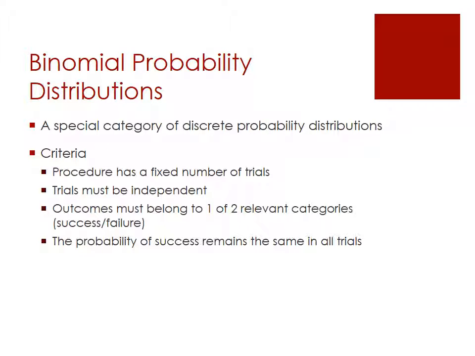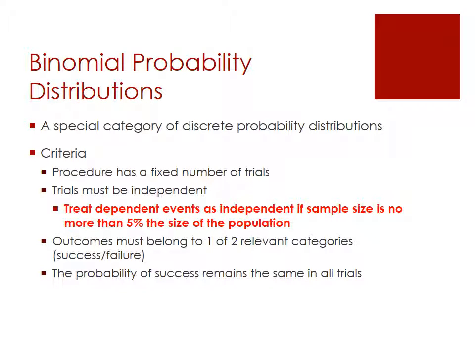In this section, we're going to be looking at binomial probability distributions. These are a special category of discrete probability distributions that meet four criteria. First, the procedure has to have a fixed number of trials. Second, the trials must be independent of each other. Third, outcomes must belong to one of two relevant categories, like success, failure, true, false, something like that. And fourth, the probability of success has to remain the same in all trials.